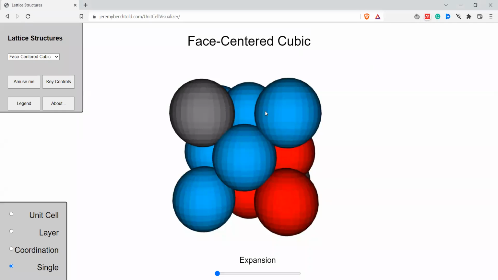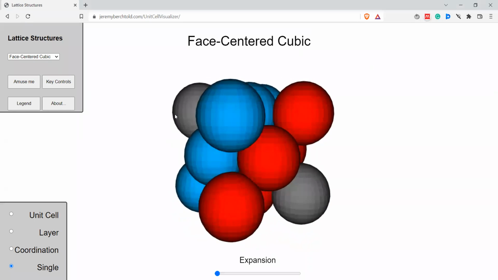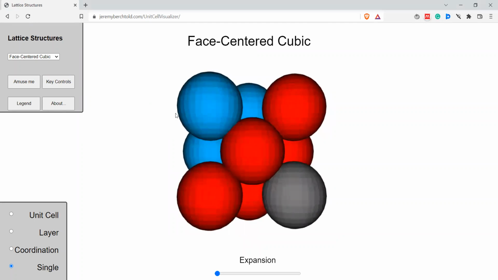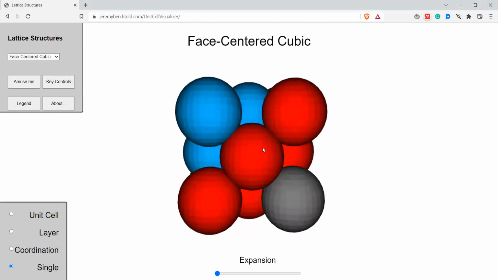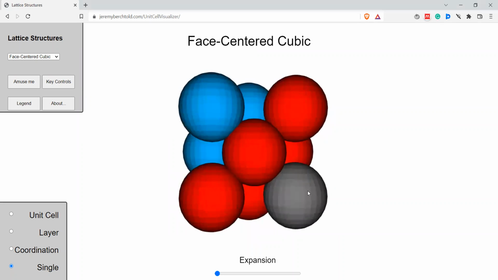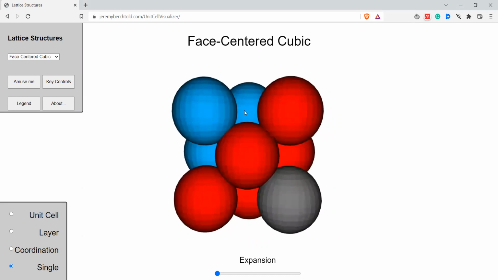So when you see this face-centered one, focus on this face-centered atom, the red atom. It is touching 4 atoms on this layer, right? Can you see it is touching 4 atoms? Then it is also touching the back 4 atoms, the 2 blue and the 2 red, correct? Now it is touching how many till now? It is touching 8 atoms.